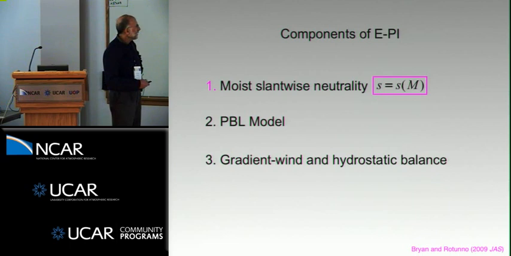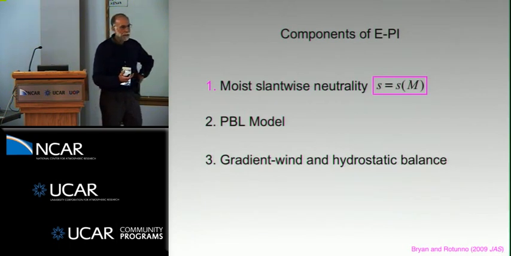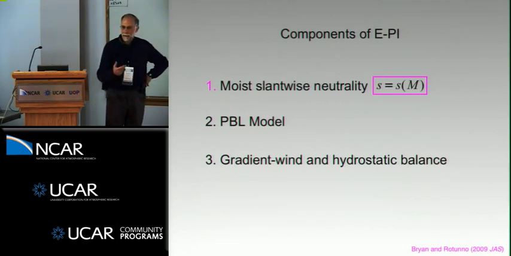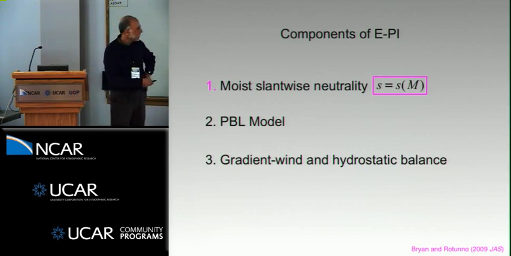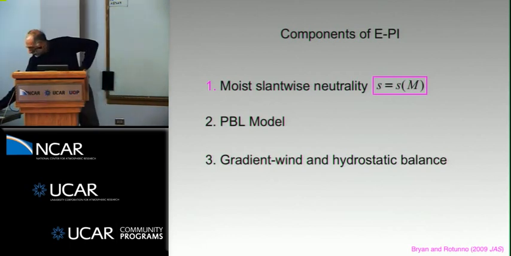So the first assumption is generally referred to as moist slantwise neutrality, but it's simply a consequence of having assumed inviscid adiabatic flow. Both S and M are functions of stream function, so you have two functions that are functions of a third function, so they're functions of each other. So S is a function of M is the thing to be checked. So let's check that out.